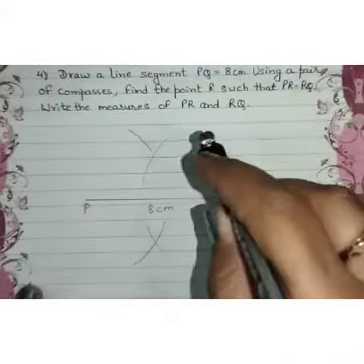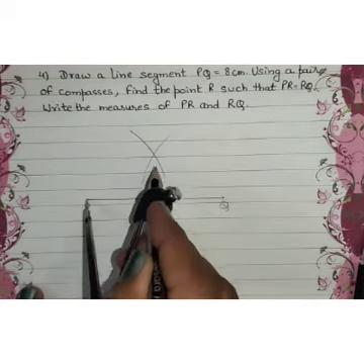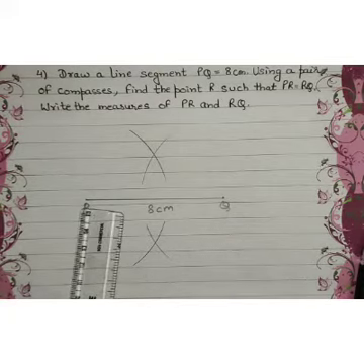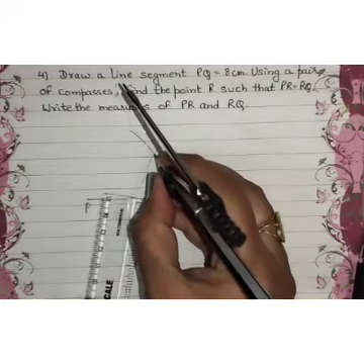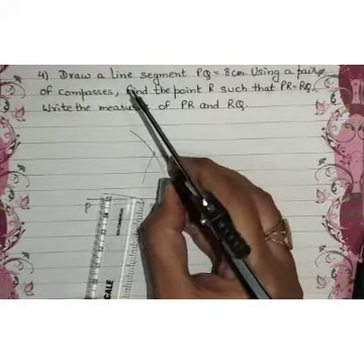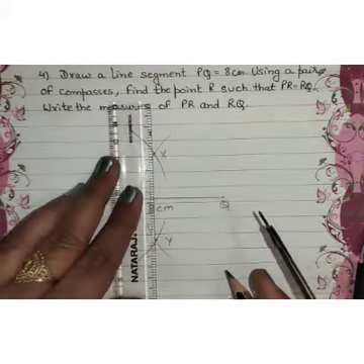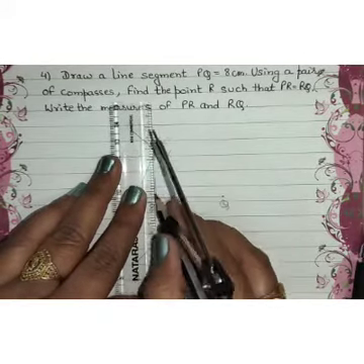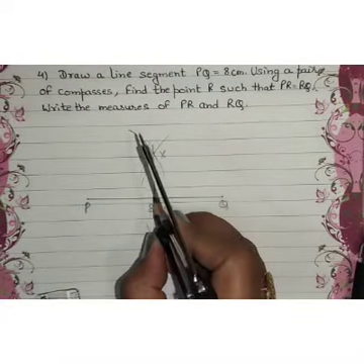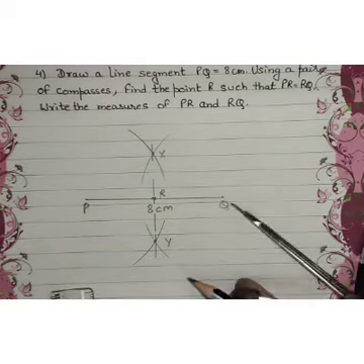If your arcs do not intersect, then you have to produce the arcs like this. Clear? Two arcs will definitely intersect each other. Remember it. Now, these two arcs intersect at points X and Y. Now join XY using a scale. Thus, this point R will be the midpoint of PQ.